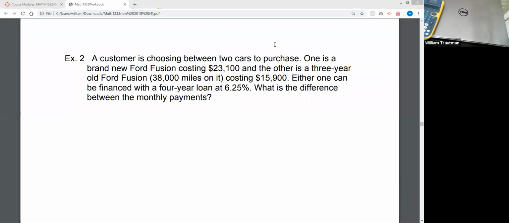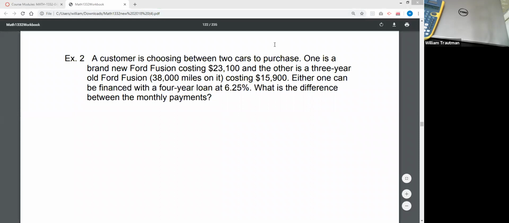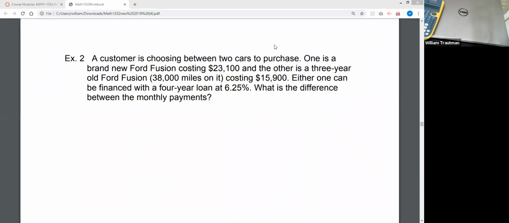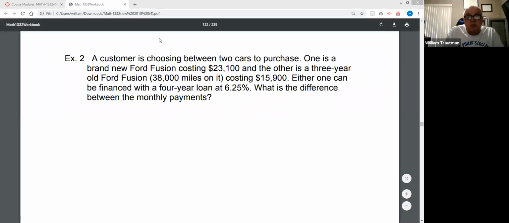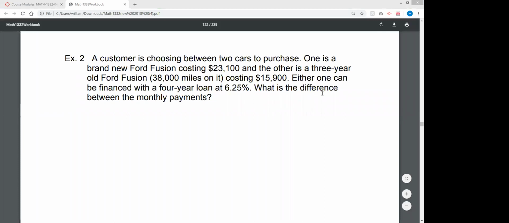I don't know why it doesn't let me do everything I need to do. Oh, there it is. I'm going to go back to my video. All right, so the next problem.